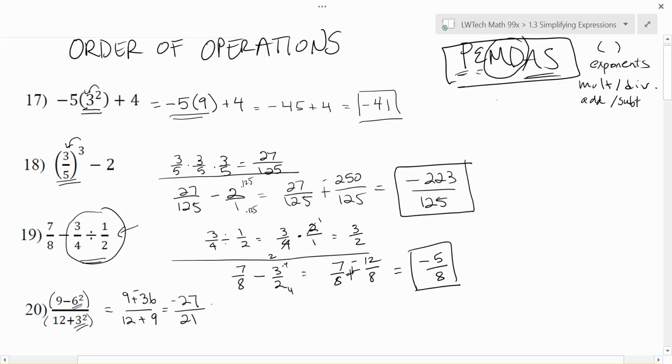Leaving it as a fraction is fine, but it's not a reduced fraction because 3 can go into both the top and the bottom. So divide the top and the bottom by 3, and we end up with -9 over 7, which is as simplified and reduced as you can get, and that would be your best solution. So again, anytime you're evaluating any expression, make sure that we follow the order of operations. Parentheses, then exponents, then multiply or divide left to right, then add or subtract left to right.